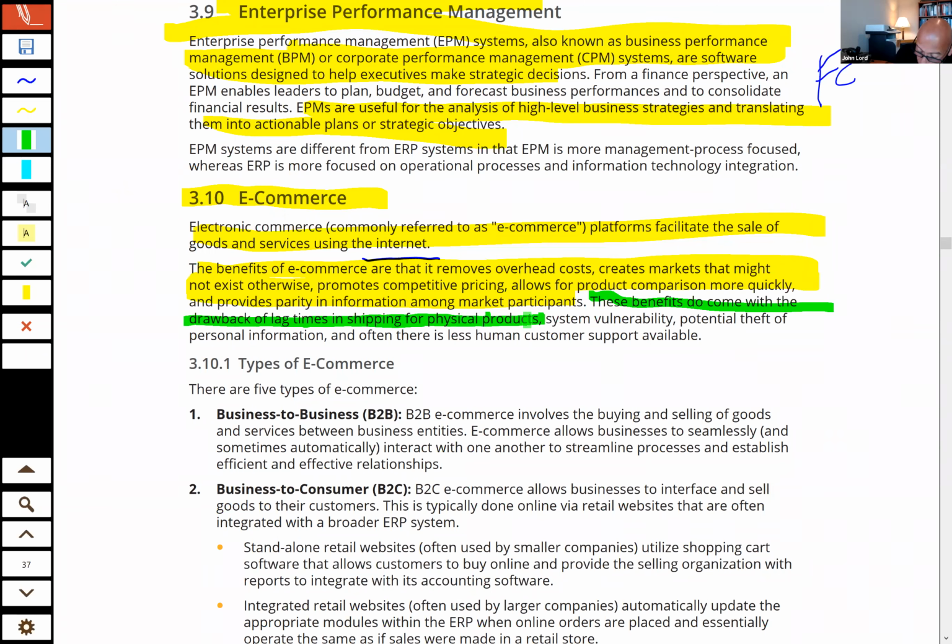That's what I've been whining about all day here, right? System vulnerability, potential theft of personal information, and there's less human customer support available.